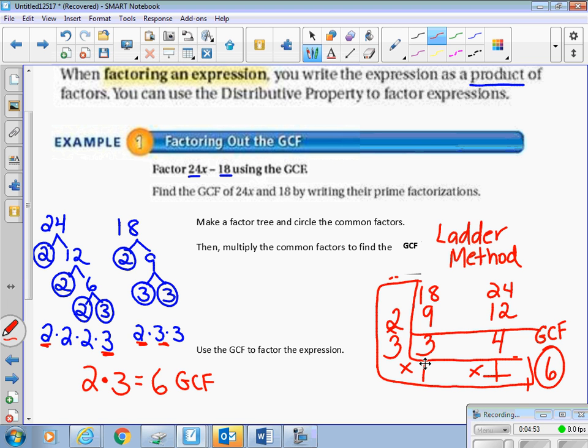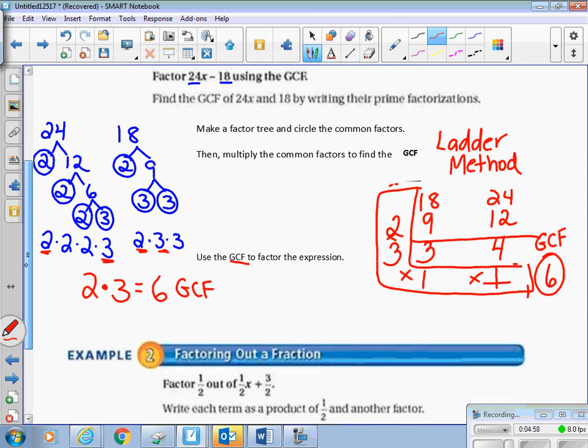So now that we know that 6 is the GCF, they want us to use that GCF to factor the expression. In order to do that, I'm going to rewrite the problem down here. 24x minus 18 is what we are factoring. Since we're factoring out 6, 6 is going to be the first factor. So it's going to be 6 times some number that should take me back to 24x minus 18. And all you have to do is take that expression and divide by what you're factoring out. So we're going to divide by 6 because that's our first factor.